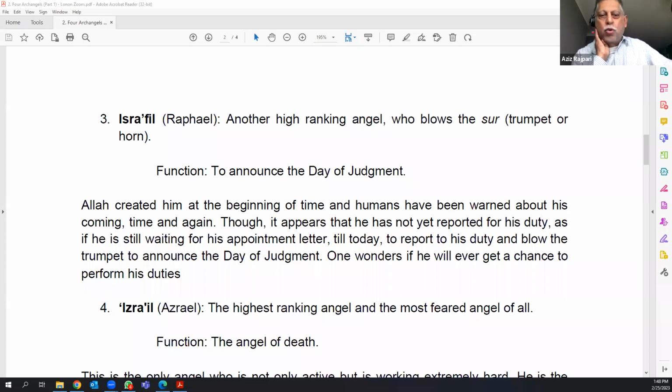Right? There is no question in this, his function. Let's look at it in detail. Allah created him at the beginning of time, and the humans have been warned about his coming time and again.